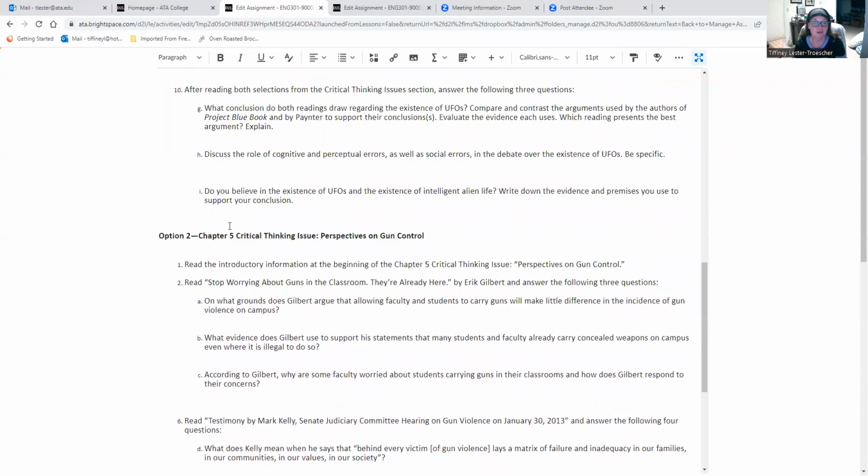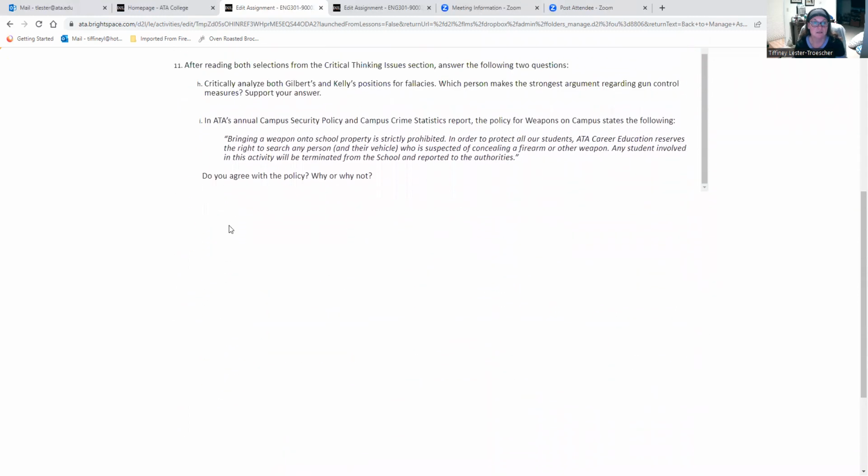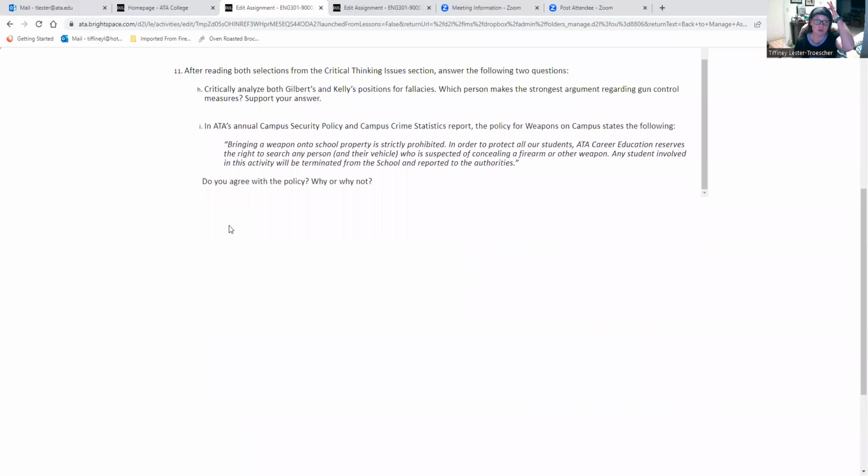And then after you have read both, you will answer 2 questions. First, critically analyze both Gilbert's and Kelly's position for fallacy. Which person makes the strongest argument regarding gun control measures? Support your answer. The fallacies you'll learn about in chapter 5.